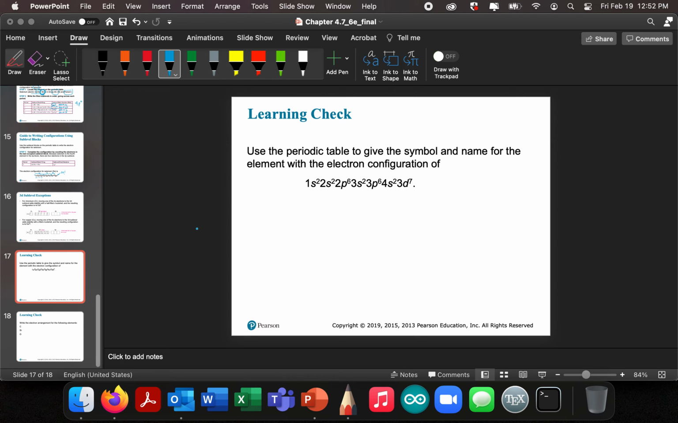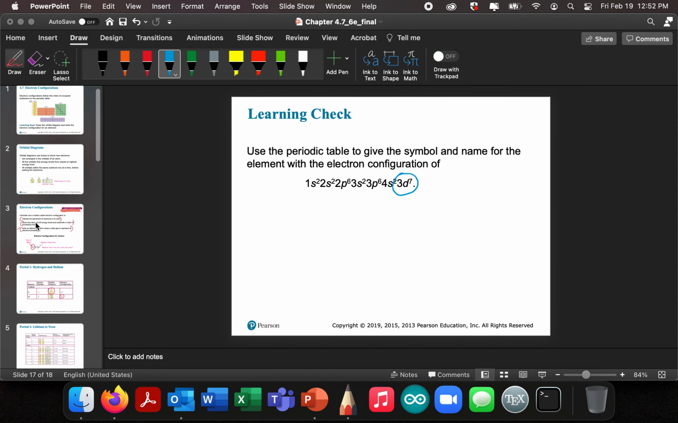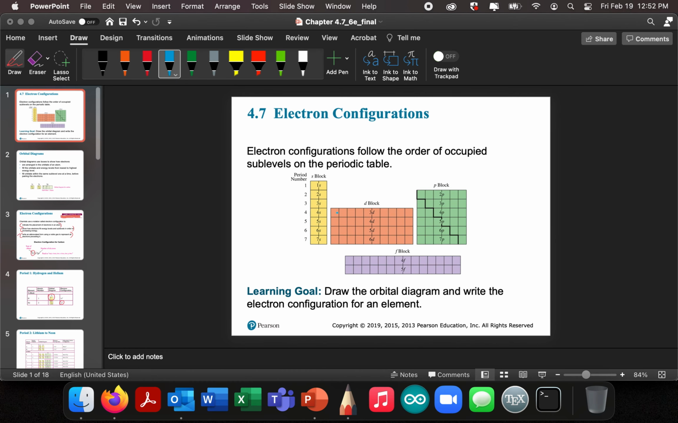Okay, so use the periodic table to give the symbol and the name for the element with the electron configuration of blank. All right, so this is actually easier than it looks. I'm going to do this 2 ways. First of all, I'm going to go to the 3d7. I'm going to go to the periodic table. It's going to be 1, 2, 3, 4, 5, 6, 7. It's going to be that guy right there in the periodic table.